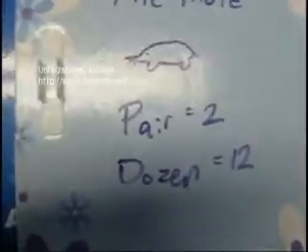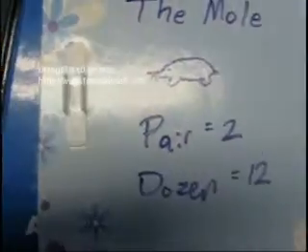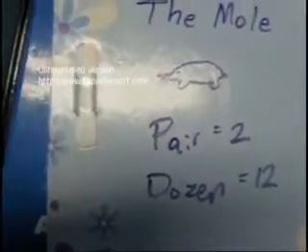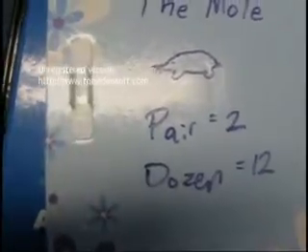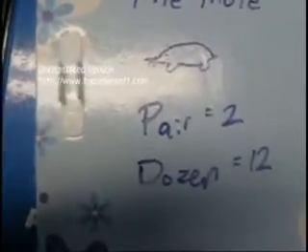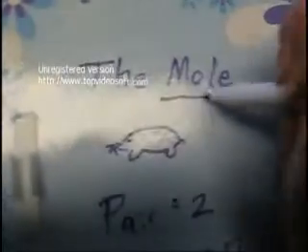However, people are lazy, especially chemists. We don't want to say we have 20 eggs. We want to say we have a score of eggs. We don't want to say we have 144 potatoes. We want to say we have a gross of potatoes. We don't want to say we have 2 shoes. We say we have a pair of shoes. Chemists are the same way with the mole.